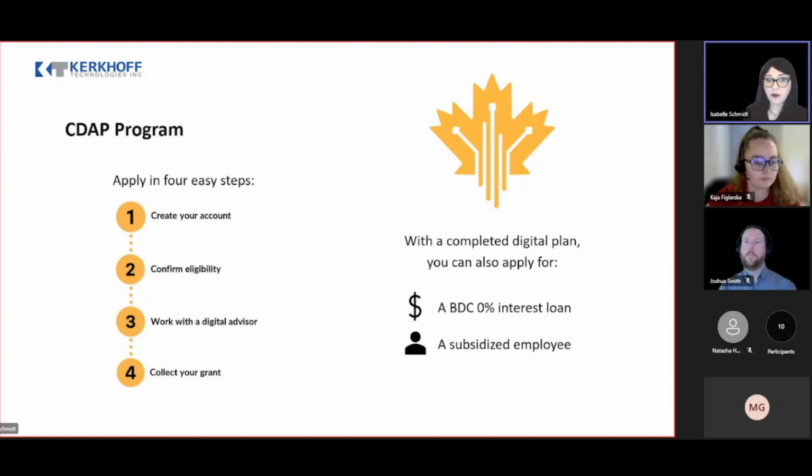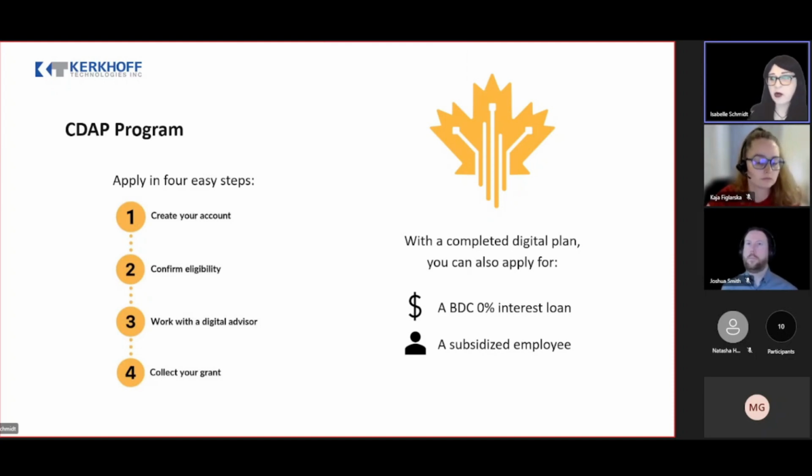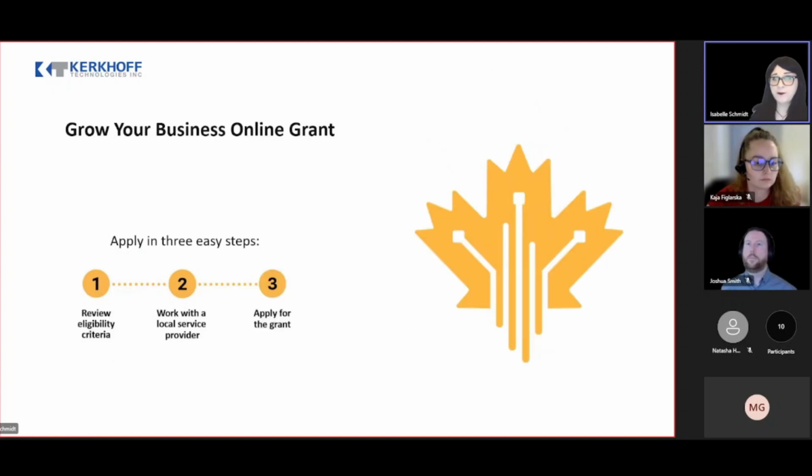Once you have your completed and approved plan from the CDAP program, it is run through ISED. You qualify then for Business Development Bank of Canada loans. These loans are 5-year loans at 0% interest. How much you get depends on the revenue of your organization. Anywhere between like $50,000 and $100,000, or I think anywhere between $25,000 and $100,000. There is also a small subsidy for an employee, if you hire an employee specifically for work that is part of your digital adoption plan.